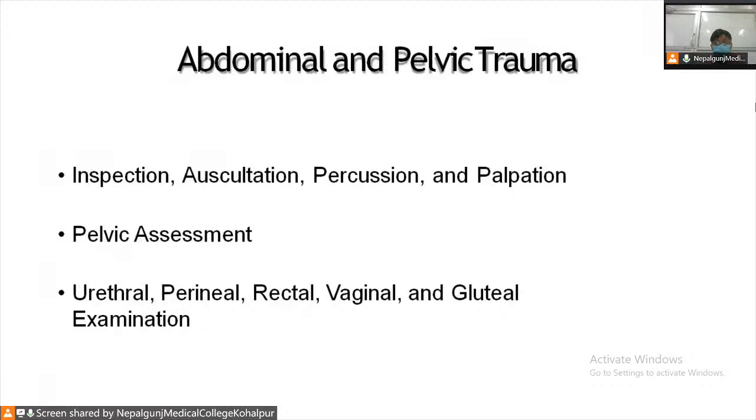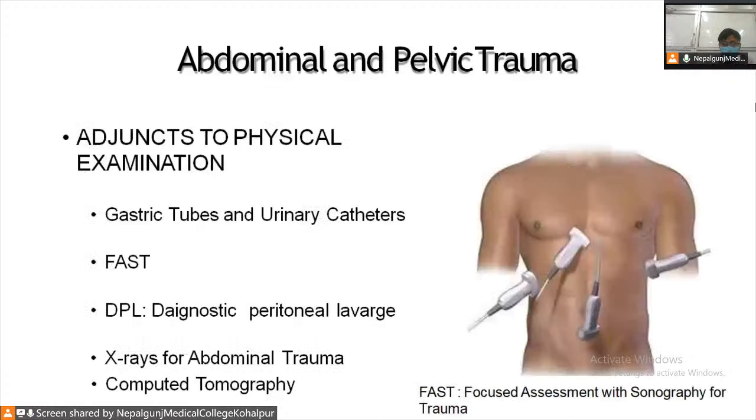Now we need to look at abdominal and pelvic trauma. As usual, we do inspection, auscultation, percussion, and palpation. At the same time, pelvic assessment is required, because if there is pelvic injury, there is a chance of blood loss. Urethral, perineal, rectal, and vaginal examination is also required, because if there is bladder or urethral injury, there is a chance of blood at the urethral meatus.